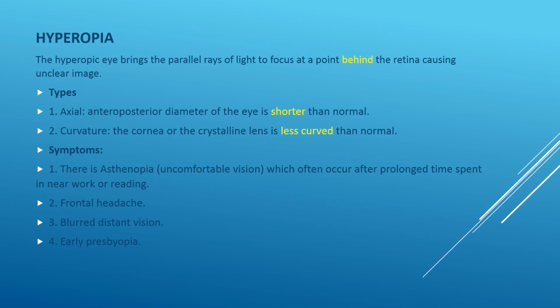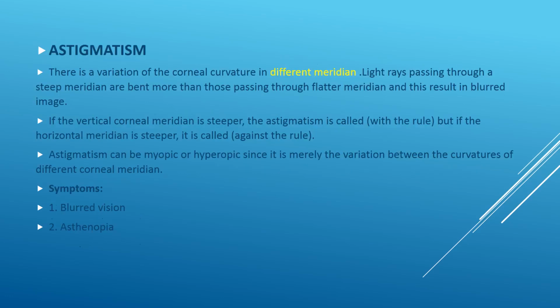Hyperopia is corrected by convex spectacles. Astigmatism. There is a variation of the corneal curvature in different meridians.